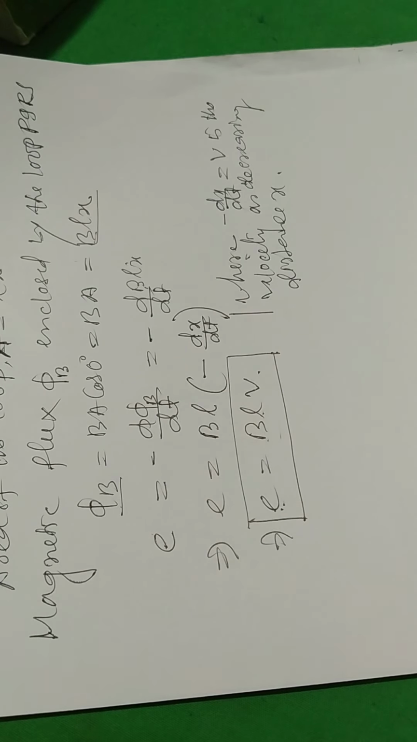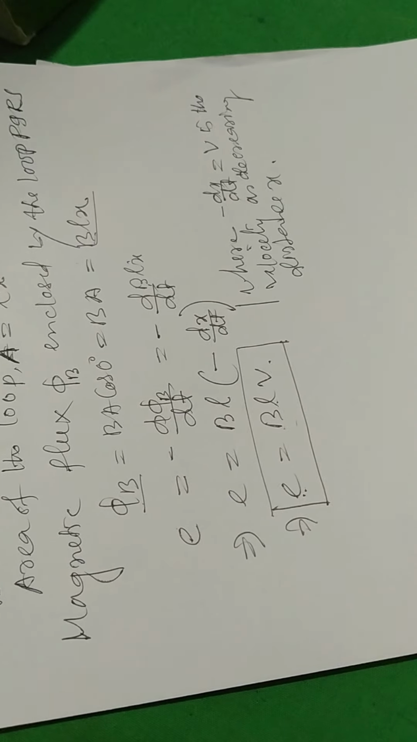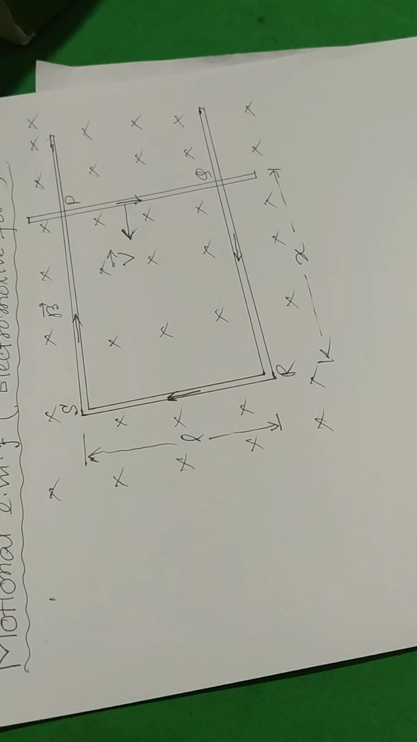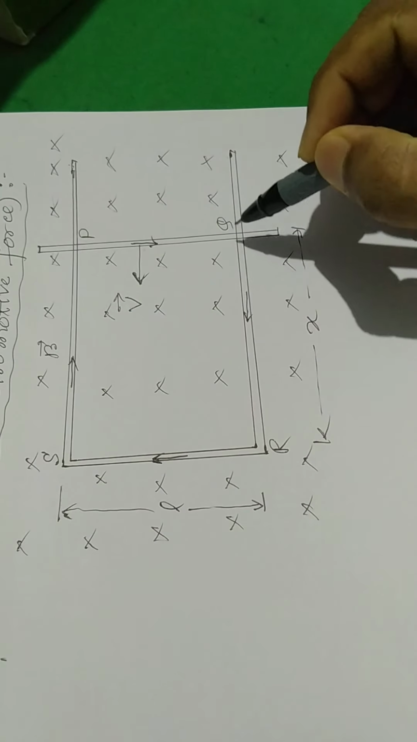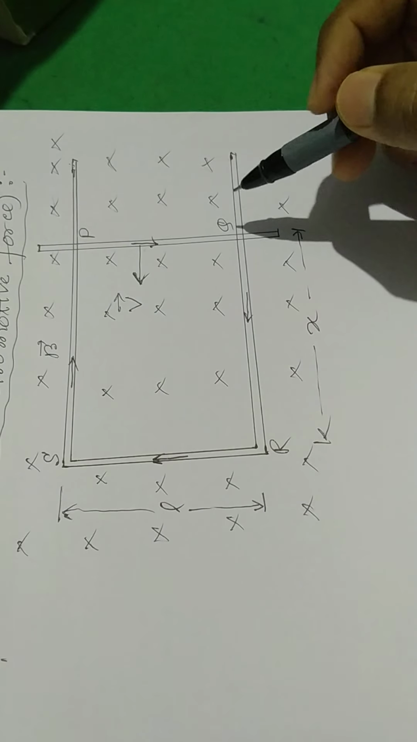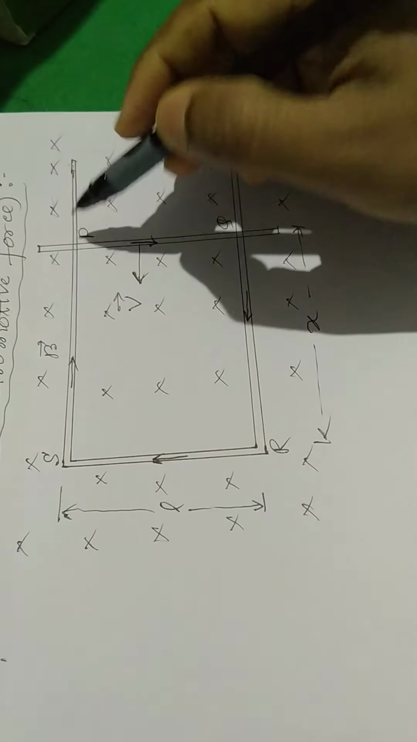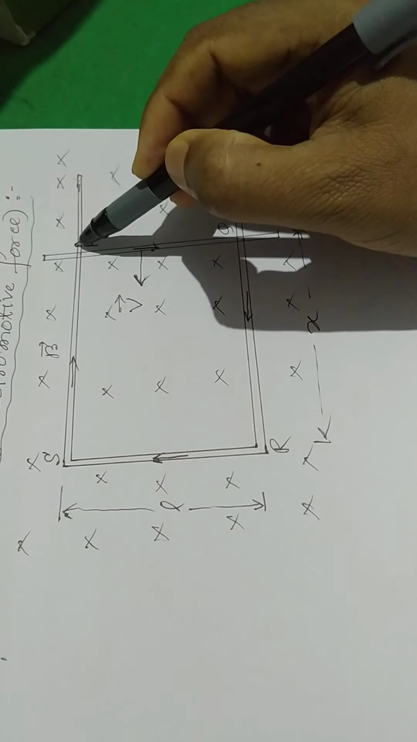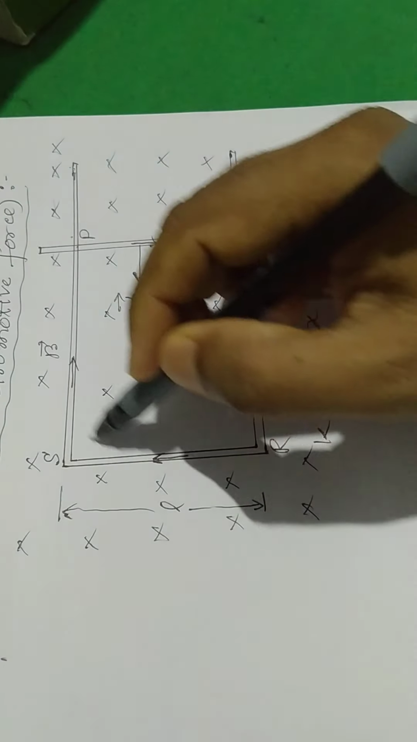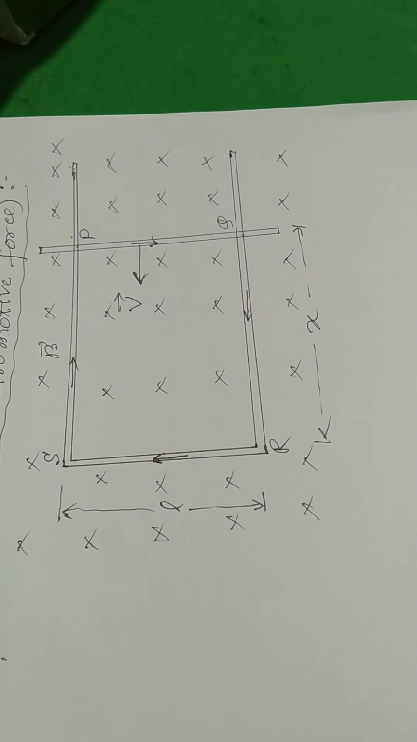The direction of the induced EMF is given by Lenz's law. The induced current flows in the loop in the anti-clockwise direction. Consequently, the end Q of the rod PQ is at a higher potential than the end P. That means Q is at higher potential and P is at lower potential. The current is flowing in the anti-clockwise direction.